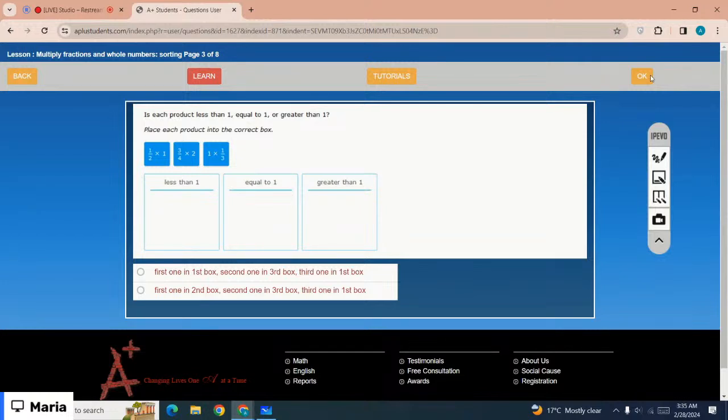The second one is 2 times 3 over 4. 2 times 3 is 6. Numerator is greater than denominator. That means that must be greater than 1. First one in the first box, second one in the third box, and third one also in the first box. Option number 1 is the correct option.